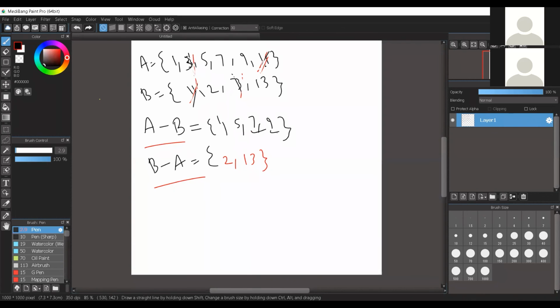Then here we have 11. Is it repeated here in B? Yes, we have 11. So we're going to cross that. We're not going to write it. That is A minus B.